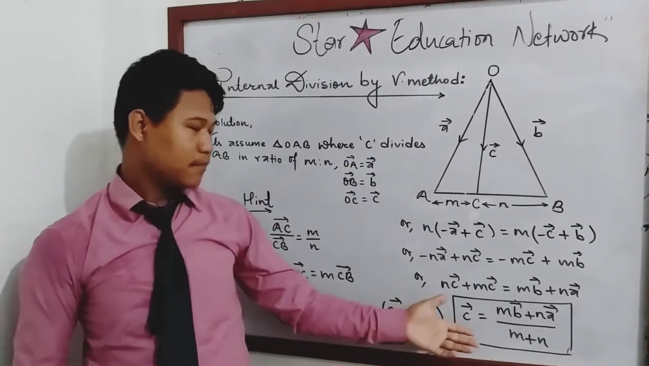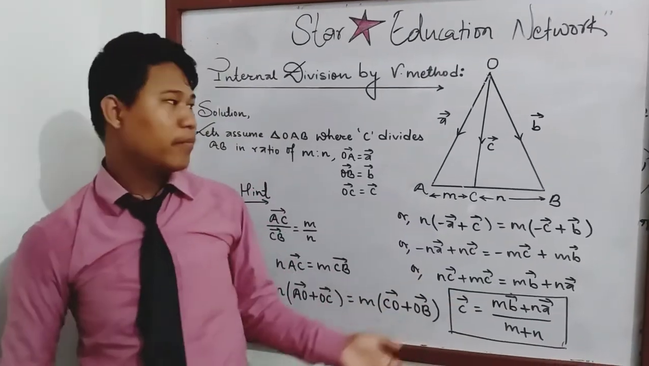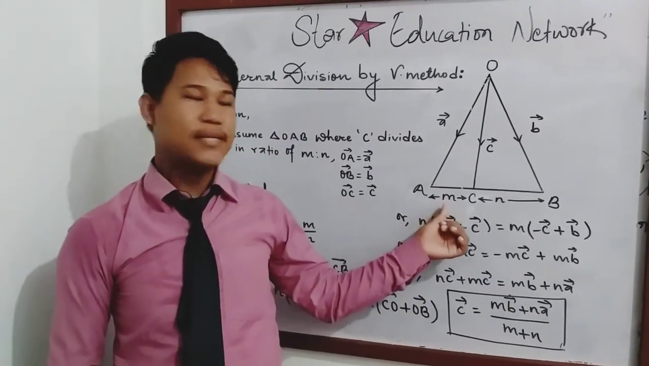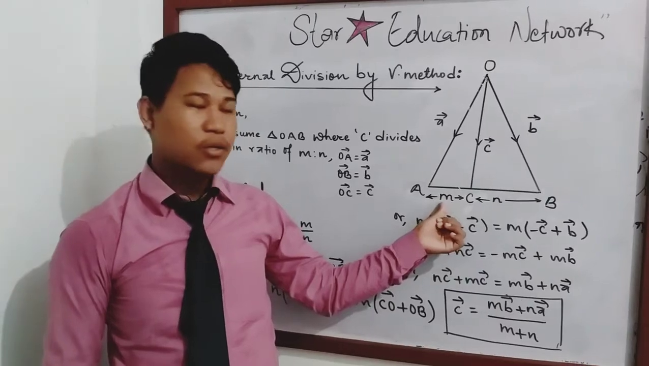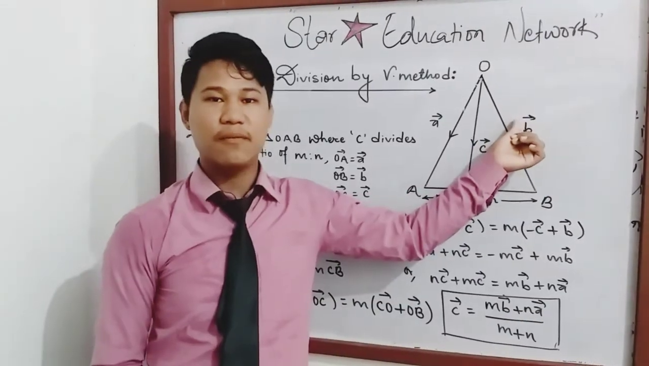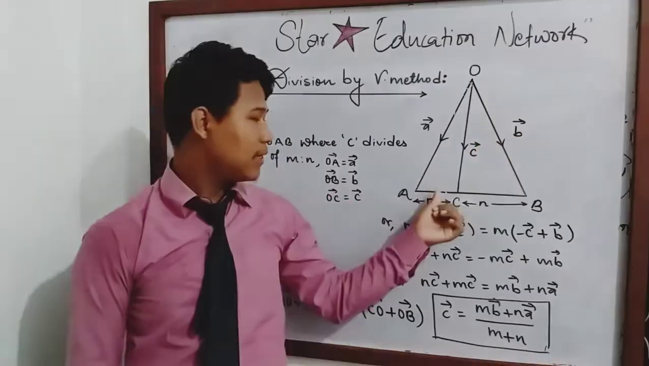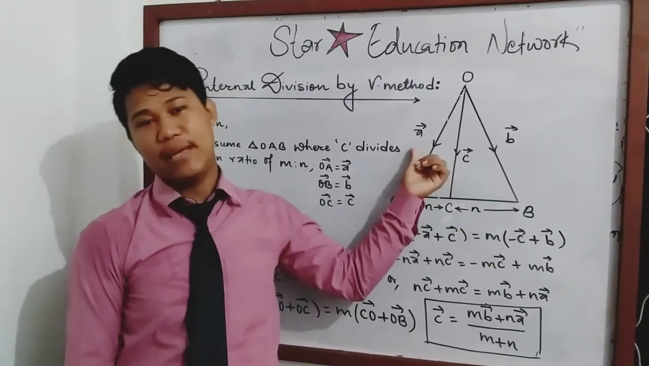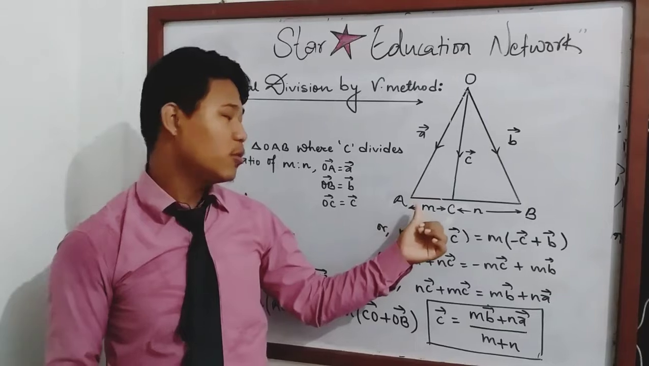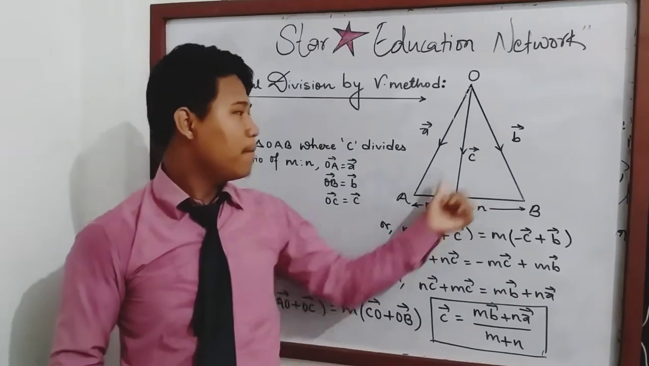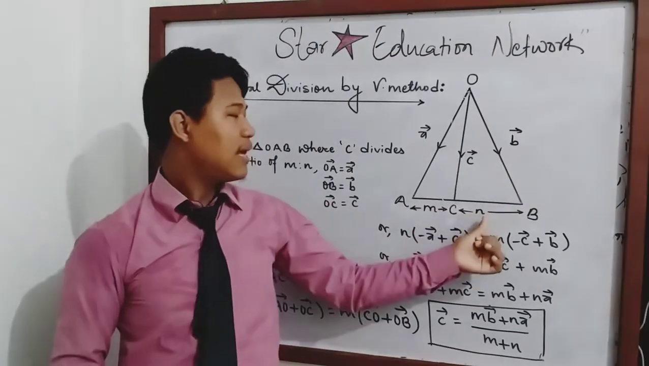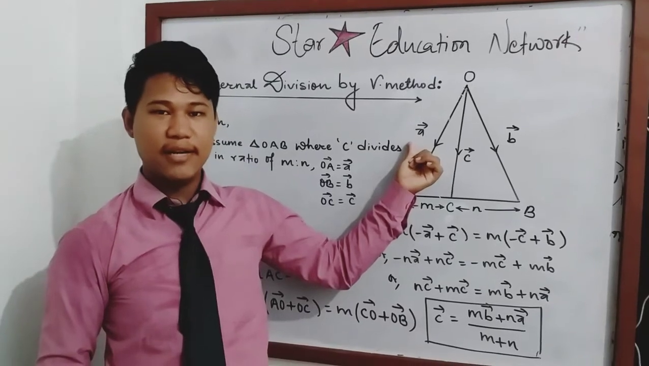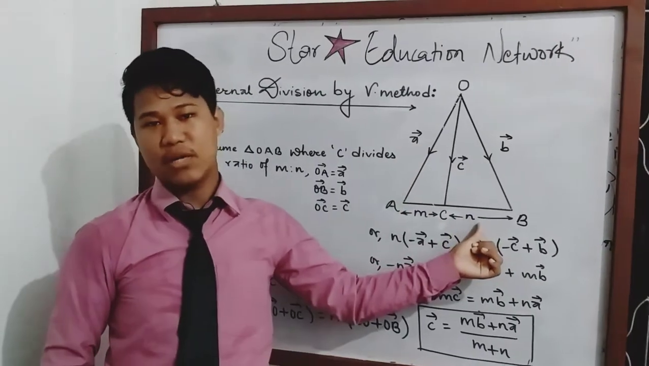For ease of remembering, the m should be with the opposite vector. That is, m goes with the opposite vector b. Similarly, n goes with the opposite vector a. You can remember it like this. So the final answer is (m b vector plus n a vector) divided by (m plus n).